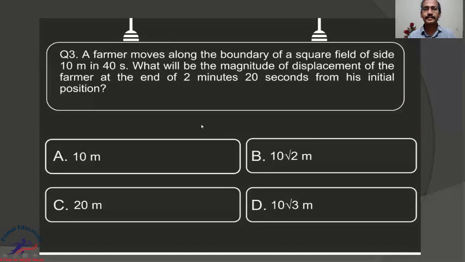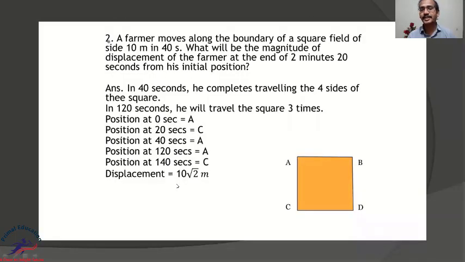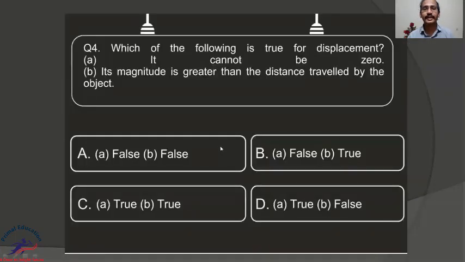Okay? 10 root 2. So this is the procedure. Fine. Each and every 20 seconds how it will be. Now, which of the following is true for a displacement? It cannot be 0. Is it? Displacement cannot be 0. Yes, it can be 0.